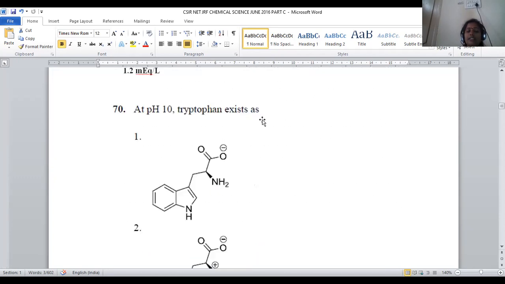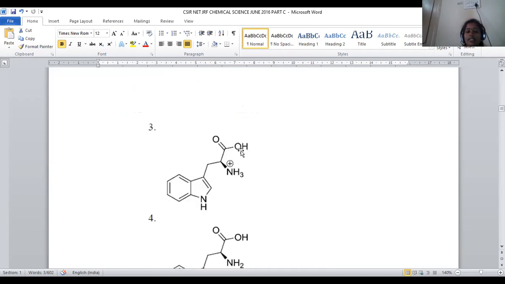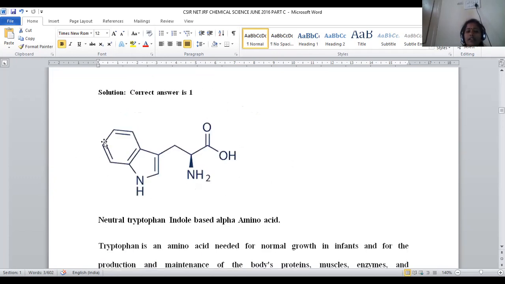At pH 10, tryptophan exists as. Tryptophan is the heterocyclic alpha amino acid. Amino acids can be classified into two types. One is essential amino acid, second is non-essential amino acid. Amino acids which are by default present in our body are called non-essential, which need not be taken from external source. So tryptophan is the essential amino acid which will not be produced in our body, which can be taken by the food diet.